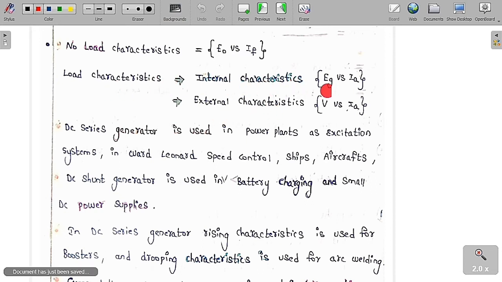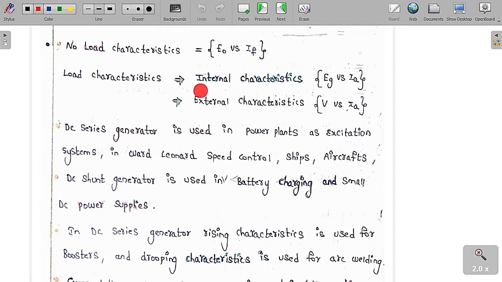Internal characteristics means a graph between the EMF generated and the armature current. And the external characteristics means the graph between the terminal voltage and the terminal current IA. So therefore IA is nearly equal to load current. So no load characteristics means the graph between the no load EMF generated with respect to field current.